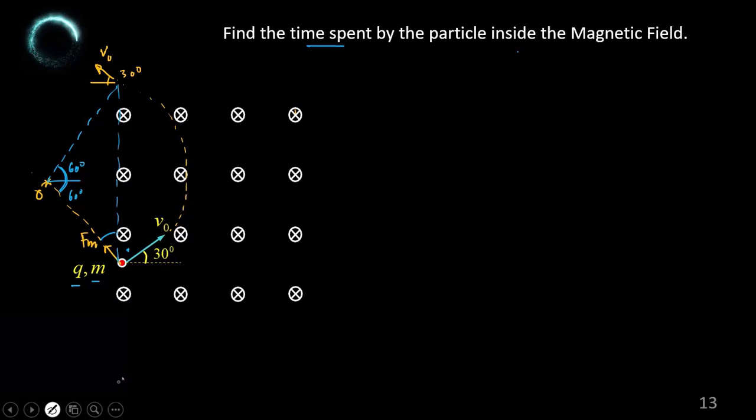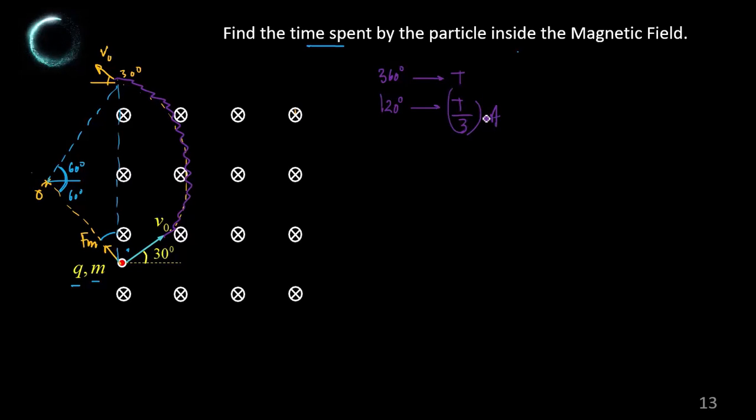Why? Because the particle will be inside the magnetic field for this much portion. This is the portion where the particle performs the circular motion, so it is an arc of a circle. How many degrees? 120 degrees. I know that for a 360 degree rotation, it will take T amount of time. For a 120 degree rotation, it will take T by 3 amount of time. So that will be your answer. It will remain inside the magnetic field for a time of T by 3.